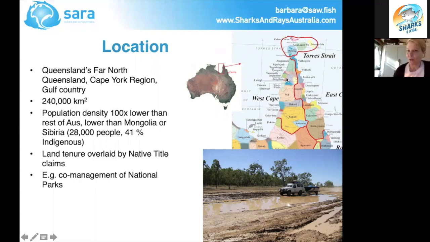This map here is quite colorful, and what I like to show with this map is the diversity of indigenous language groups found in that area.